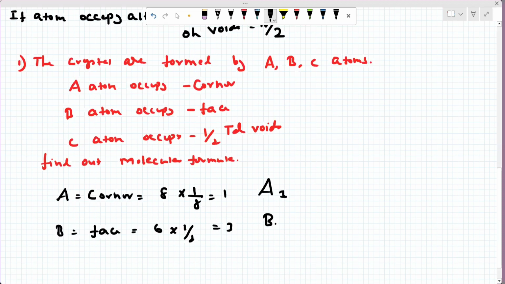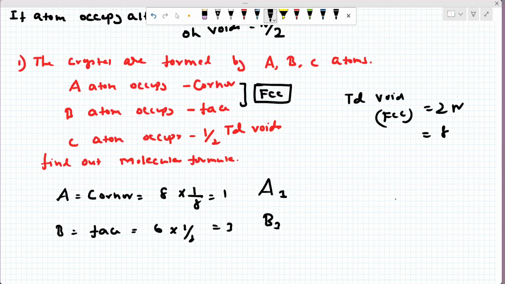When atoms occupy corners and face centers, it is called an FCC lattice. You got the point. What is the number of tetrahedral voids in FCC? Tetrahedral voids of FCC is 2n, where n is equal to 4. Half of the tetrahedral voids is 4.